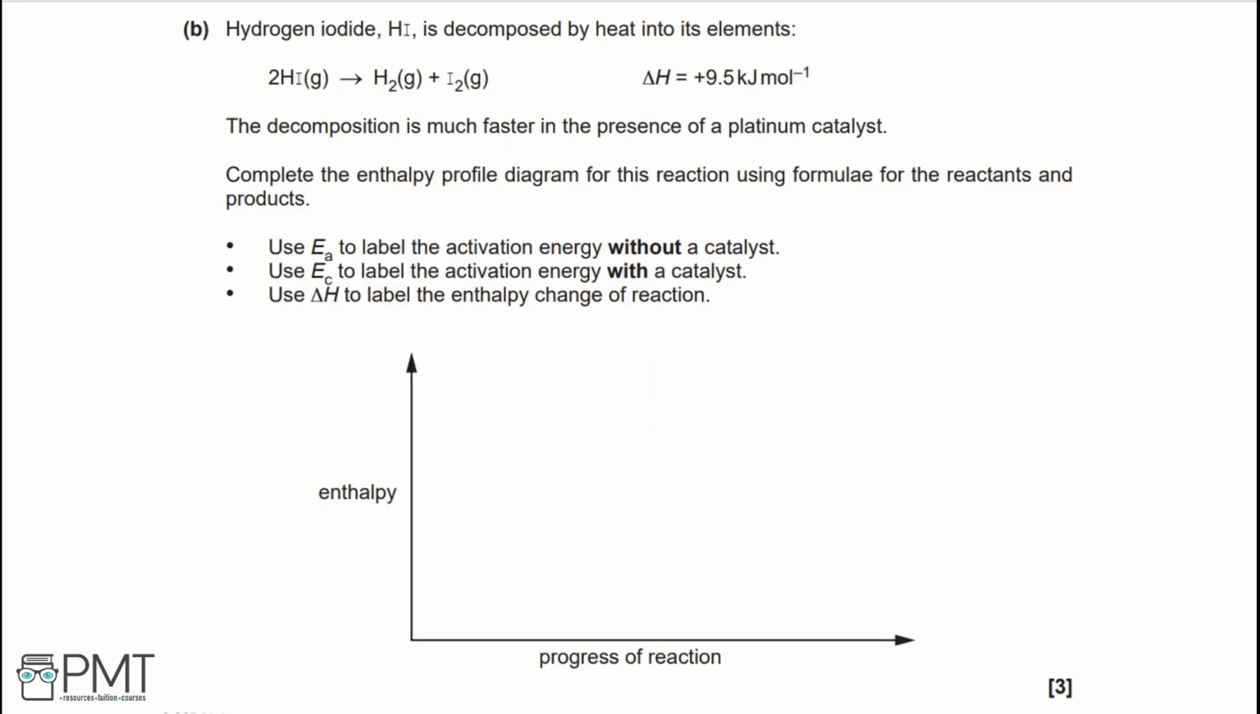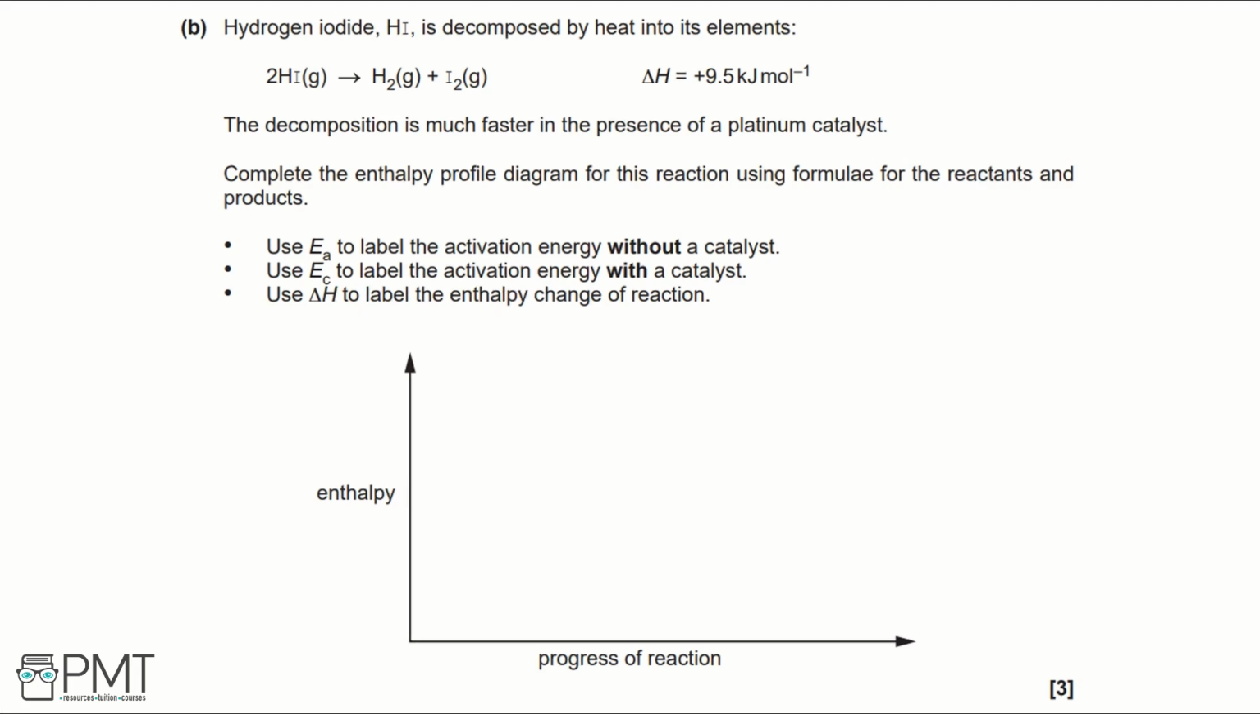Part B. Hydrogen iodide, HI, is decomposed by heat into its elements. The decomposition is much faster in the presence of a platinum catalyst. Complete the enthalpy profile diagram for this reaction using formulae for the reactants and products. Use Ea to label the activation energy without a catalyst. Use Ec to label the activation energy with a catalyst. And use delta H to label the enthalpy change of the reaction.